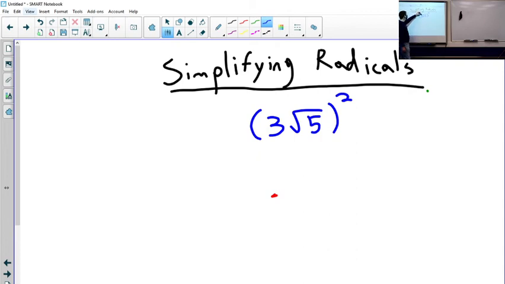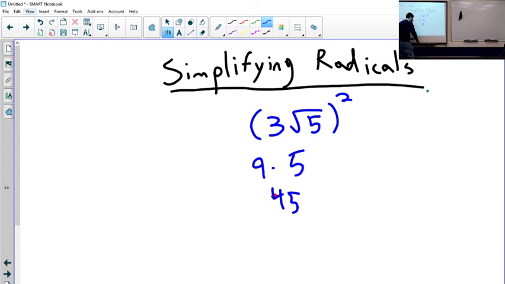If you have something like this, then we're going to square each piece individually. So when we square this, I have 3 squared, and when I square 3, I should get 9. And then I have the square root of 5 squared, and when I take the square root of 5 squared, that's going to be 5. Right? Square root of 5 squared is 5. We've been drilling that into your head. So 9 times 5, 45.